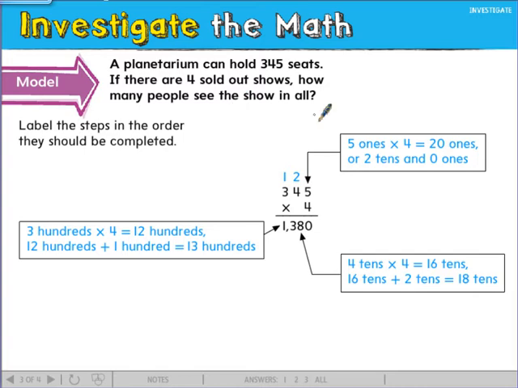They have the steps written in these little boxes. If you read inside the boxes, it tells you each thing that they're going to do. It says 300s times 4 equals 1200s. 1200s plus 100 equals 1300. 4 tens times 4 equals 16 tens. 16 tens plus 2 tens equals 18 tens. 5 ones times 4 equals 20 ones. Or 2 tens and 0 ones. So, which one is the first step?